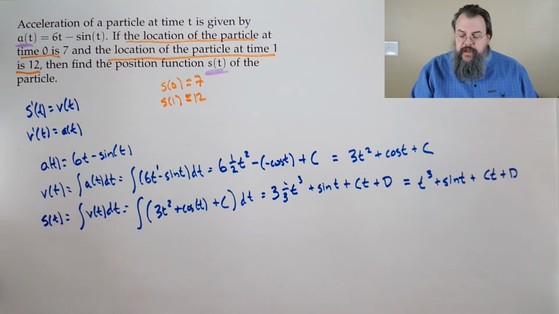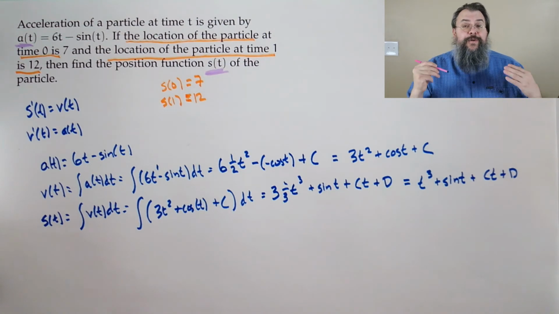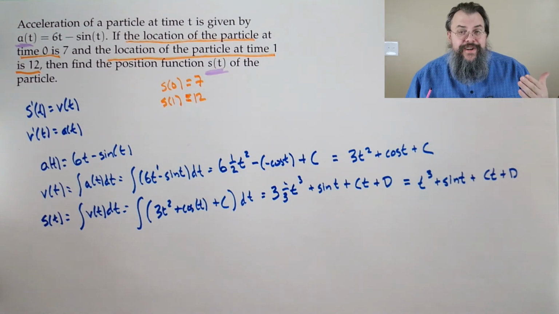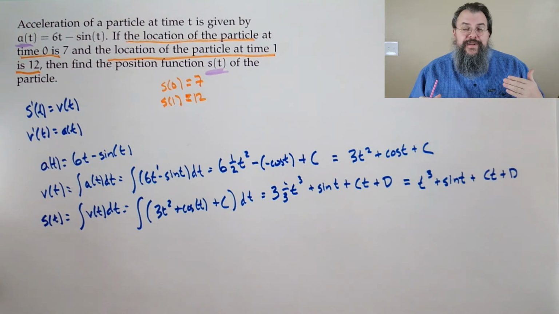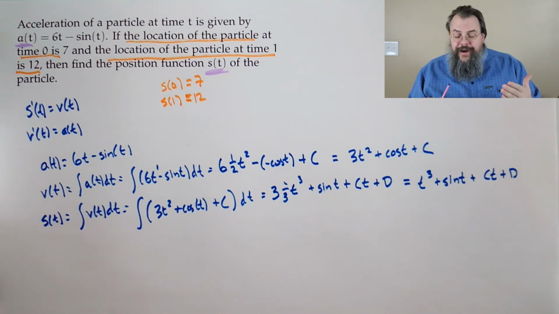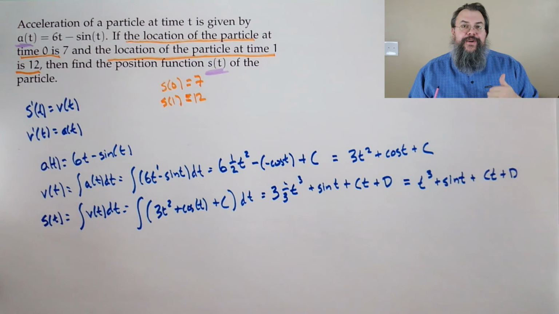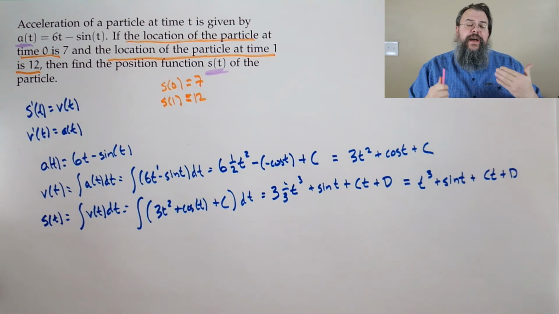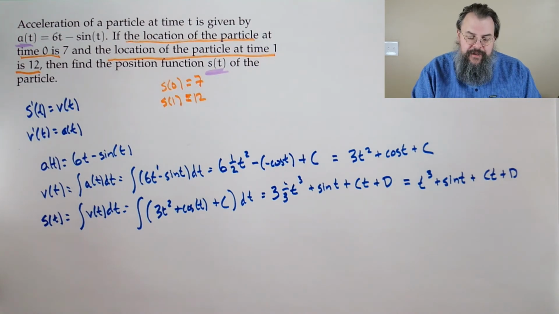We start by plugging in 0. 0 is such a wonderful number. I strongly encourage you, if 0 is involved, use 0 often and early, right? The more we can use 0, the better, because 0 has so many things which simplify nicely.